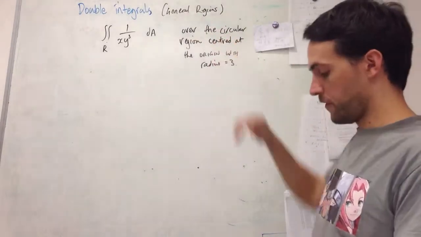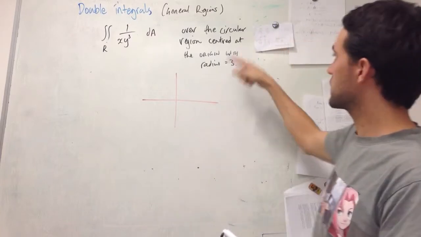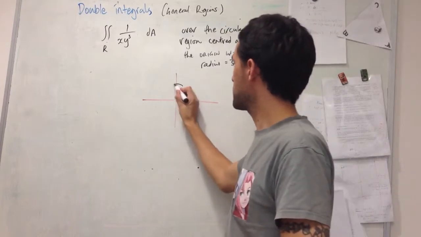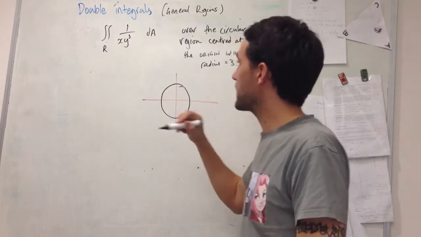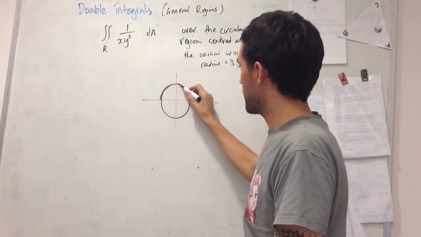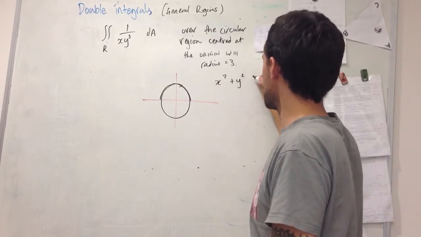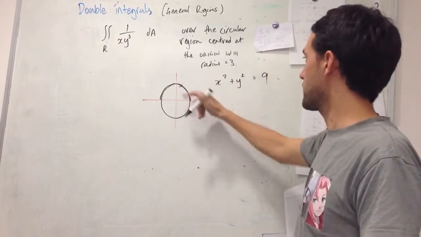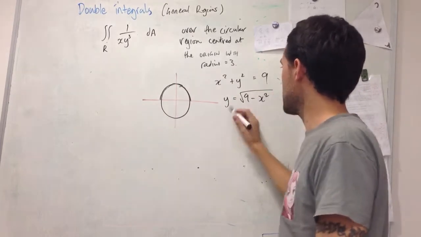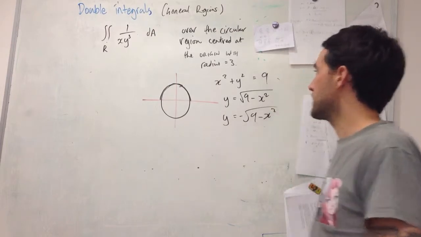So here, I'm focusing on the region that we're integrating over for the moment. We see that this is the circle with origin at the centre and radius 3, so it looks like this. And we know that to model this, we need to do it in two halves. Since it's x squared plus y squared equals 9, the top part is y equals square root of 9 minus x squared, and the bottom part is y equals negative square root of 9 minus x squared, like this.